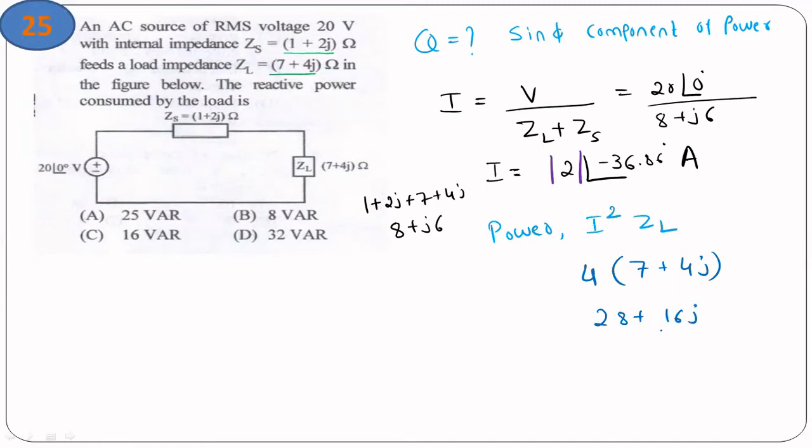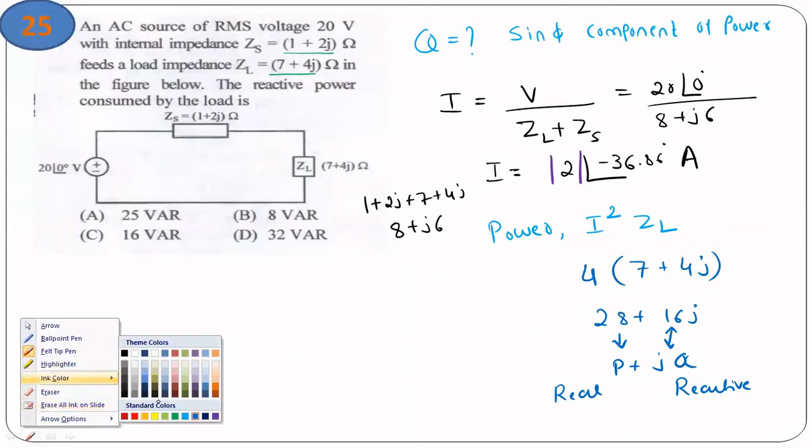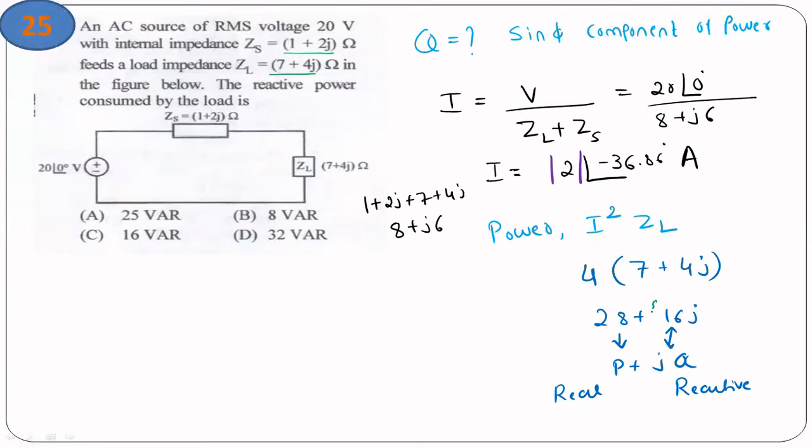Remember that the calculation of power, whatever we have obtained here, is a two-part solution, which is in the form of P plus JQ, where P is the real power and Q is the reactive power, right? So since Q is the reactive power, we can compare this and obtain the solution that the required answer for this question is 16 VAR, that is 16 volt ampere reactive, right?